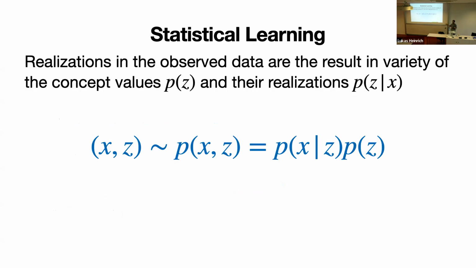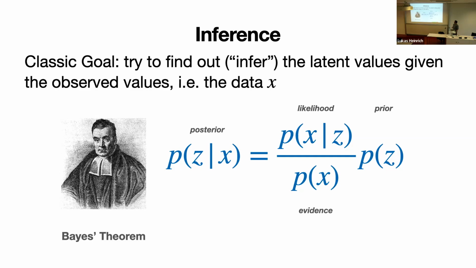So you first have the distribution of, in terms infer and basically find out what the latent value is for a given set of observed values. So let's say we have some data X.